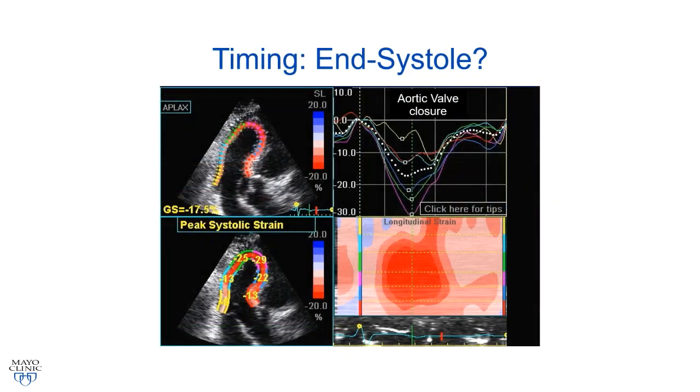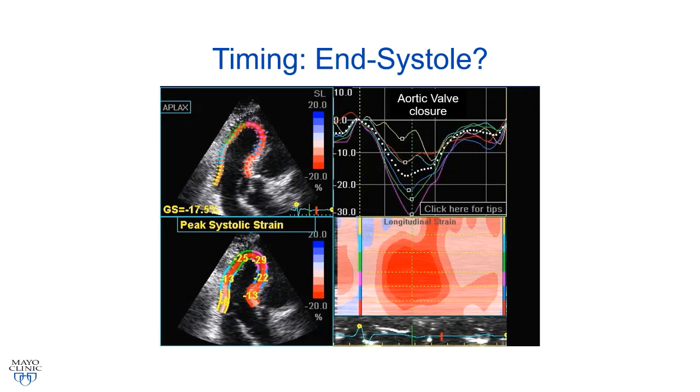There can be much variability in strain measurements, and this variability really starts with us as imagers. So just like the way we look at ejection fraction, there are technical tips we must follow to maintain as much reproducibility as possible in global longitudinal strain. Now, one is looking at things like aortic valve closure.